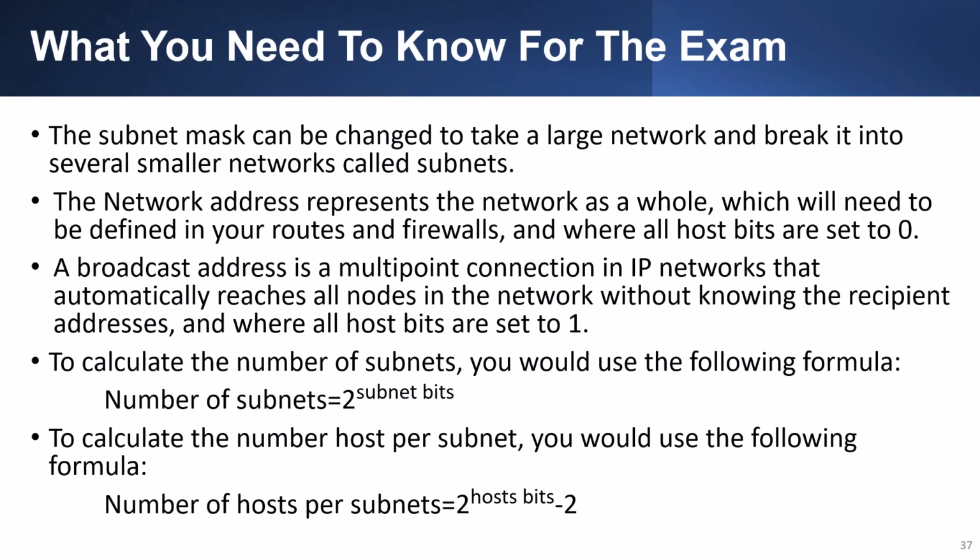In summary, the subnet mask can be changed to take a large network and break it into several smaller networks called subnets. The network address represents the network as a whole, which will need to be defined in your routes and firewalls, and where all host bits are set to 0. A broadcast address is a multi-point connection in IP networks that automatically reaches all nodes in the network without knowing the recipient's addresses, and where all host bits are set to 1. To calculate the number of subnets, you use the following formula: number of subnets equals 2 to the subnet bits. To calculate the number of hosts per subnet, you use the following formula: number of hosts per subnet equals 2 to the host bits minus 2.